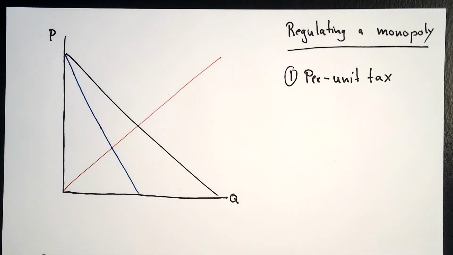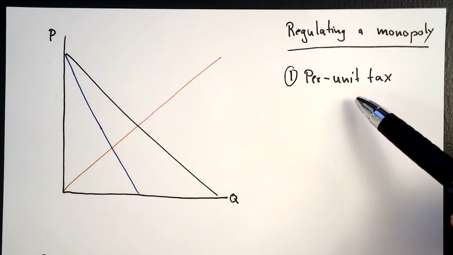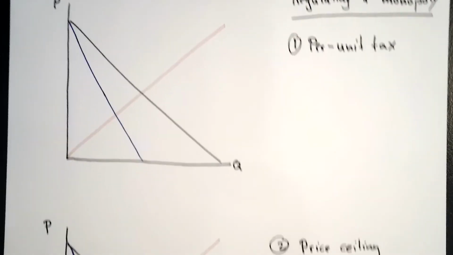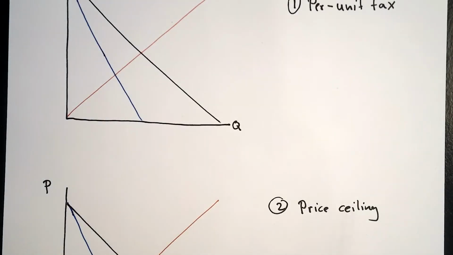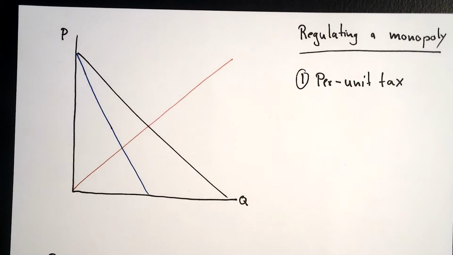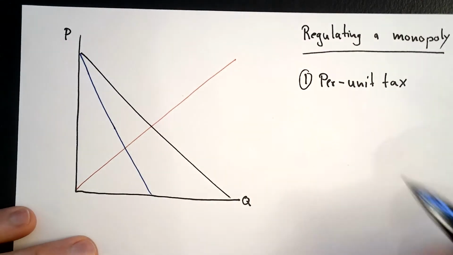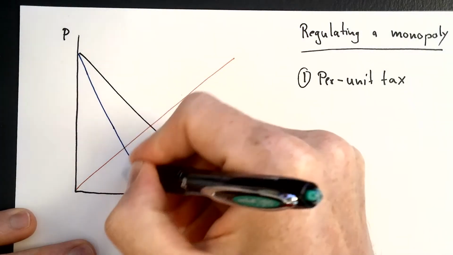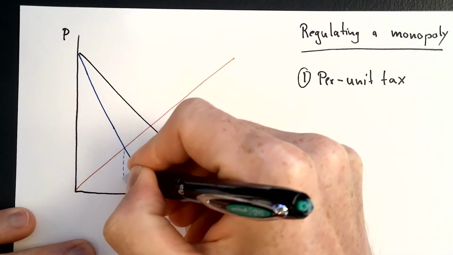We have seen that a monopoly causes a deadweight loss and hence is inefficient. Now the question is, how can we solve this inefficiency? Or how can we regulate a monopoly? We are going to look at two policies. First, a per unit tax, and next a price ceiling. So when we have a per unit tax, or even before the per unit tax, let's just see what the monopolist does.